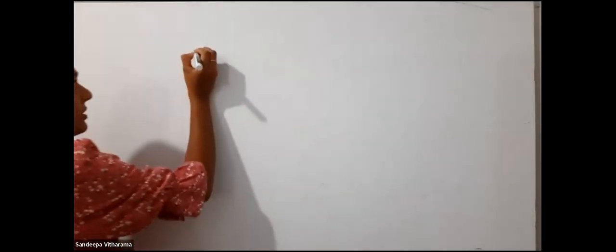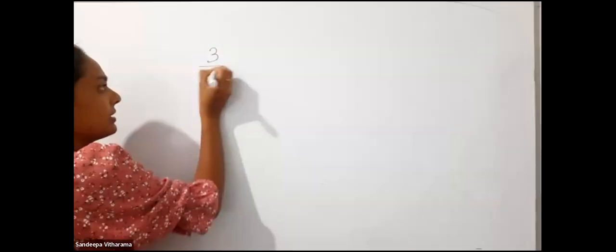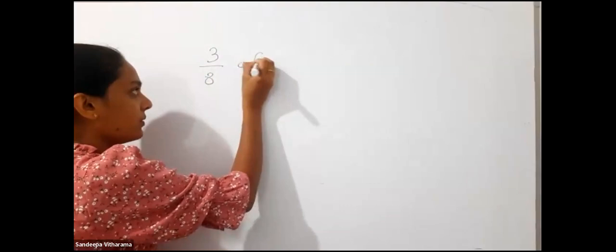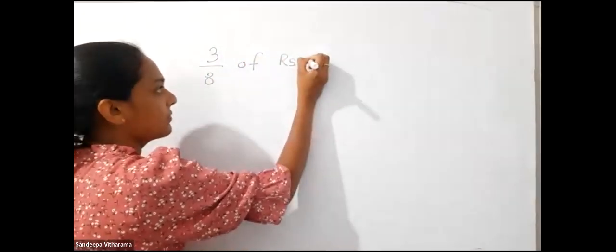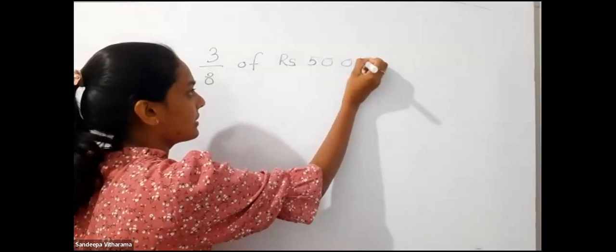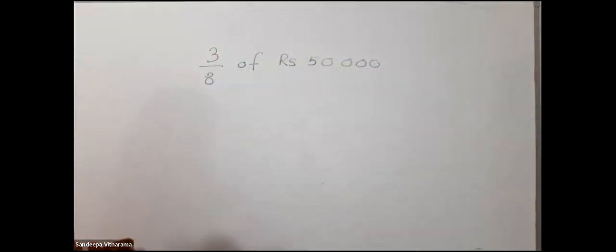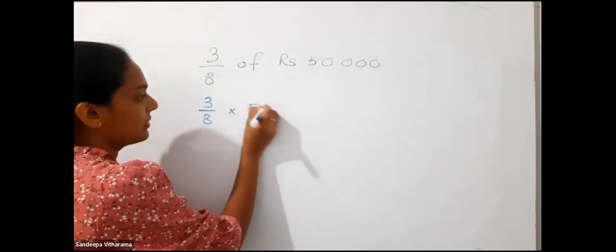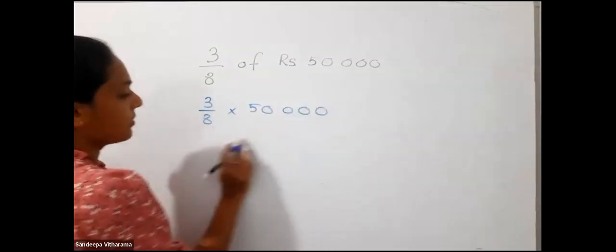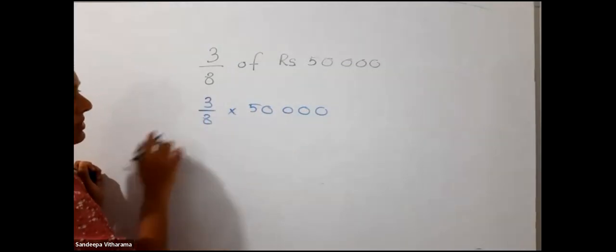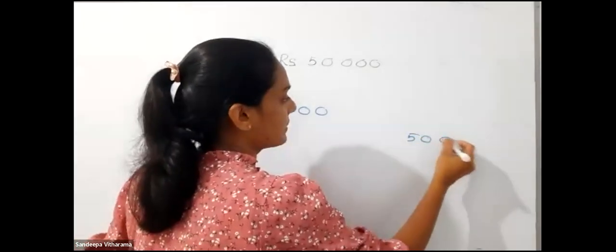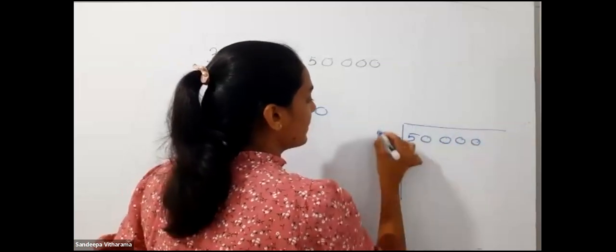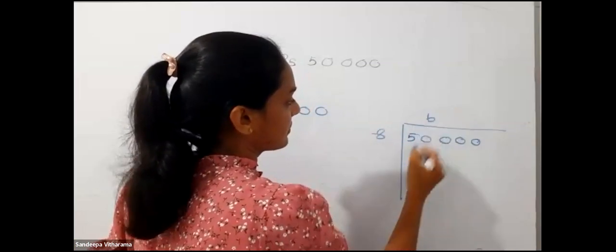Find the amount of salary he spent. The amount of salary he spent is 3 out of 8 of 50,000. 50,000 වලින් කොච්චරද එයා වියදම් කරලා තියෙන්නේ? It is 3 out of 8. Then to find it, you have to multiply 3 out of 8 by 50,000. Okay. First of all, divide 50,000 by 8.